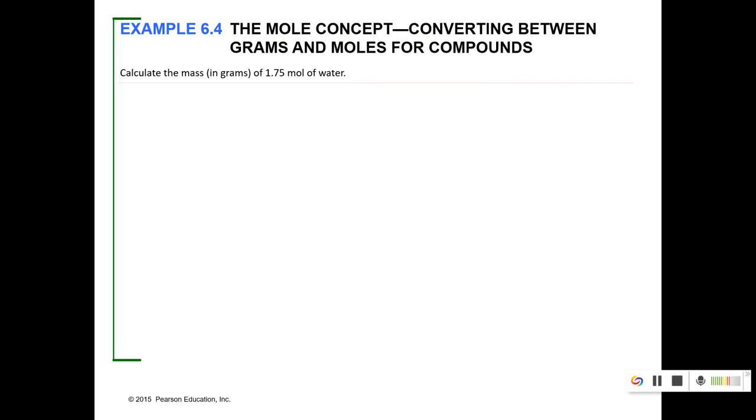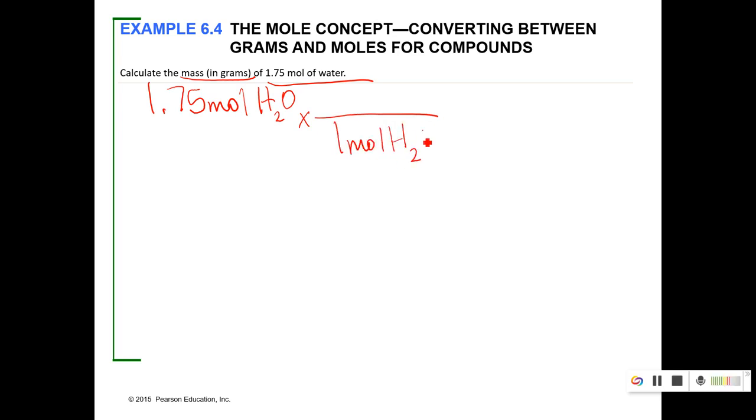All right, we're just going to jump right in. We've got moles of water. It wants grams of water. So 1.75 moles of H2O. 1 mole of H2O goes down here. If you want to add up the mass beforehand, that's fine. But I've got 2 plus my 1.01, which is my hydrogen, plus 16. So this is 18.02 grams of water.